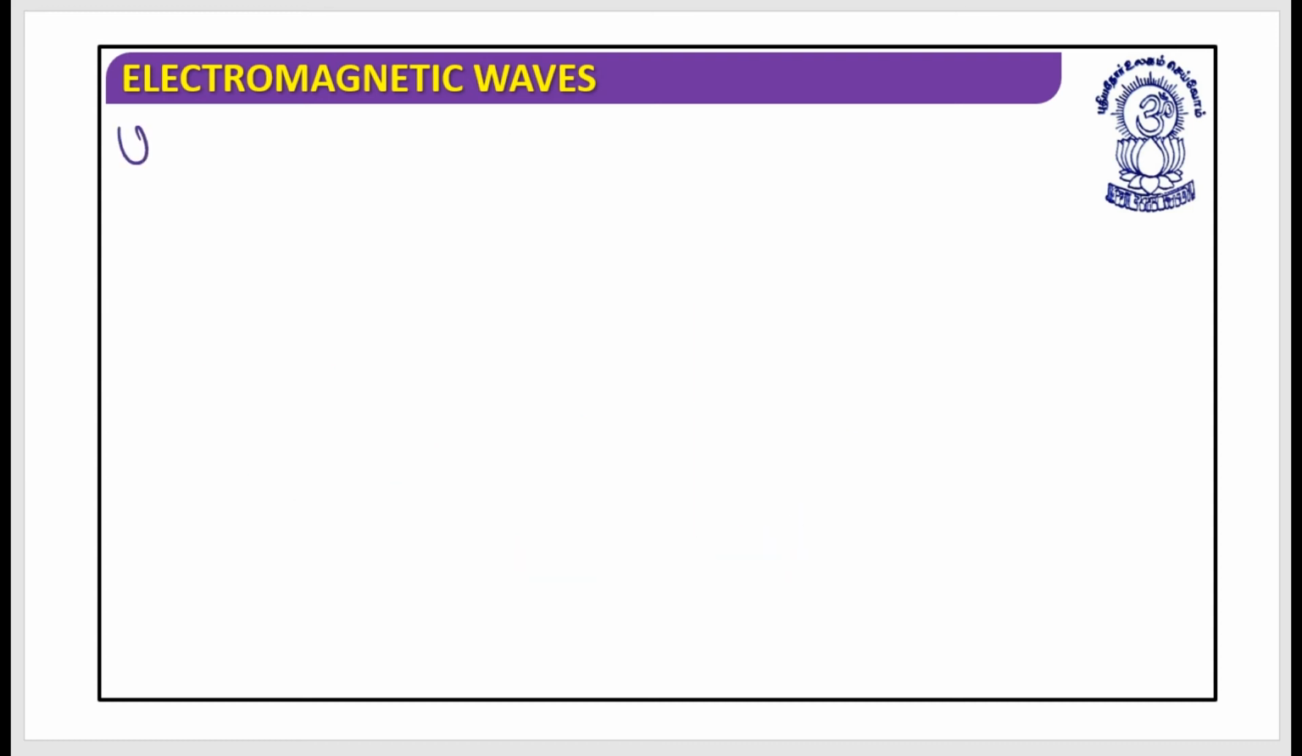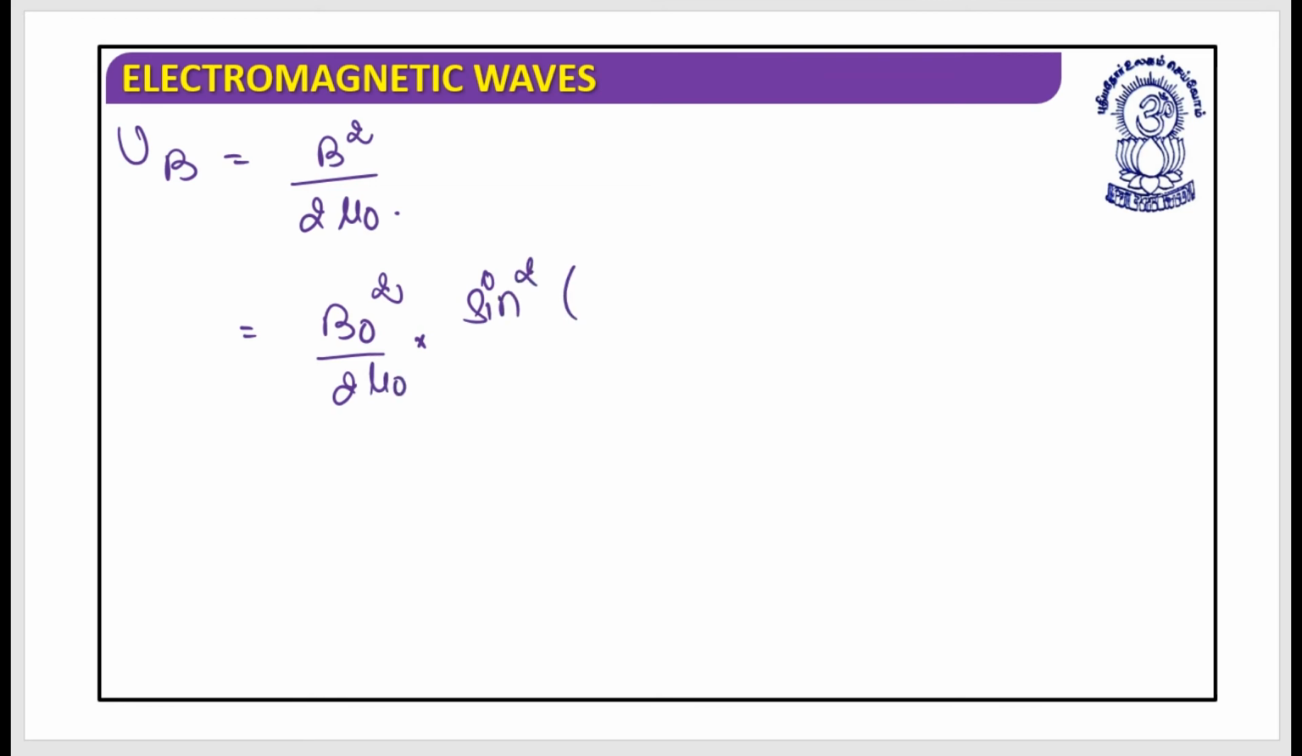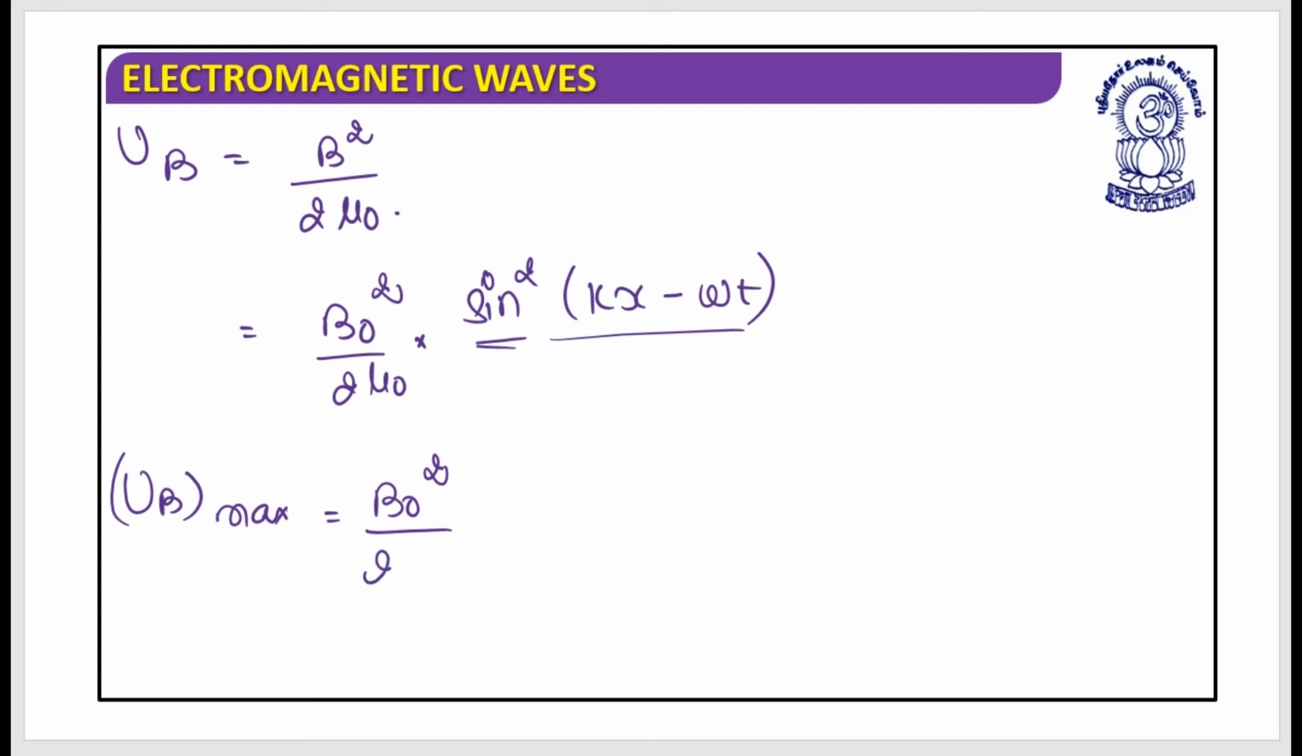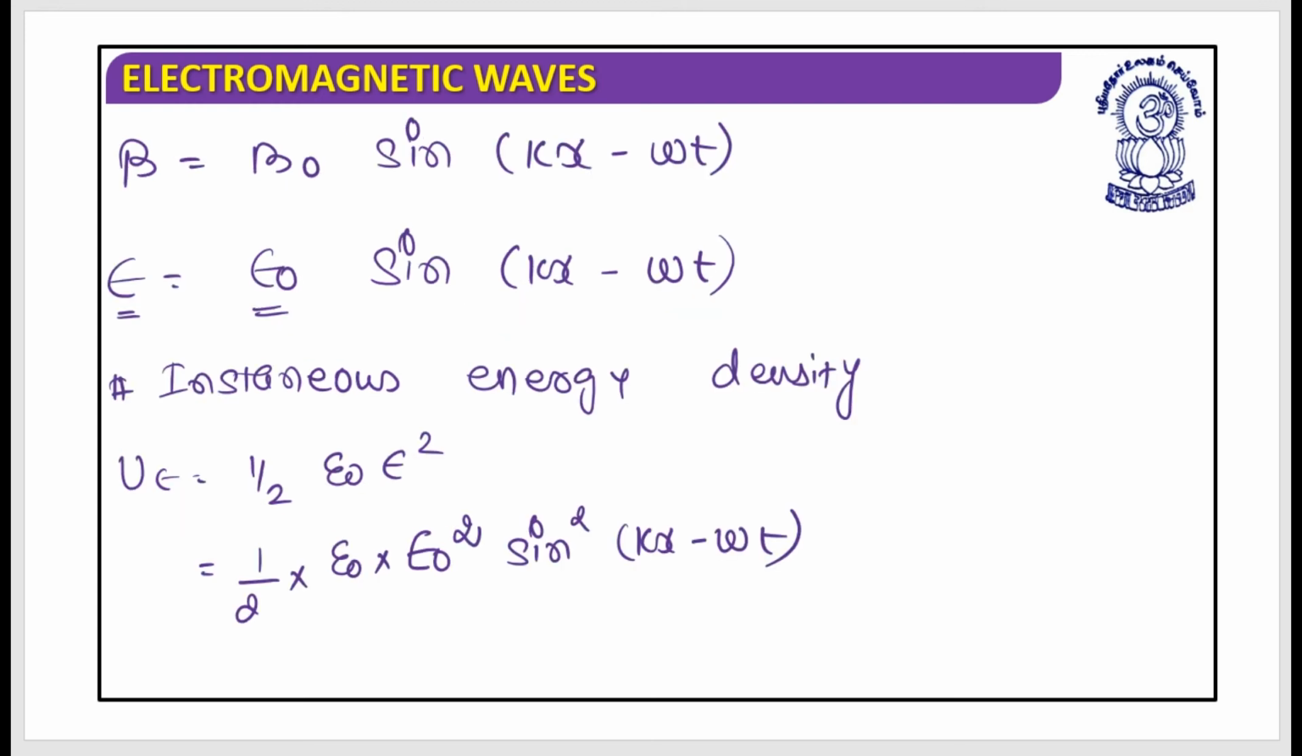Same way, U_B is equal to B square by 2 mu naught. So this is equal to B naught square by 2 mu naught into sine square (kx minus omega t). I hope this is clear. If I want the maximum value of this, then it is maximum when sine square (kx minus omega t) is 1, and then this is equal to B naught square by 2 mu naught. Same thing is true for this as well.